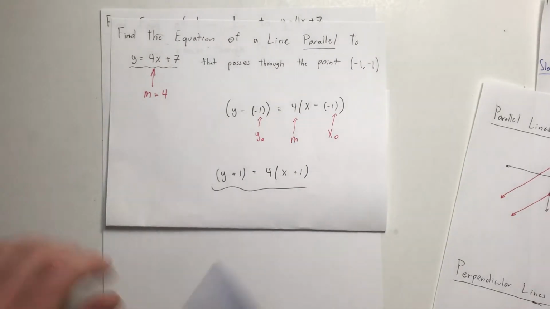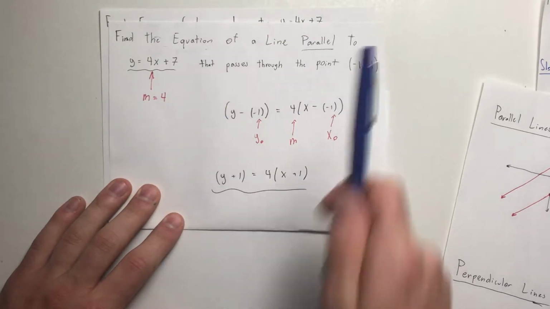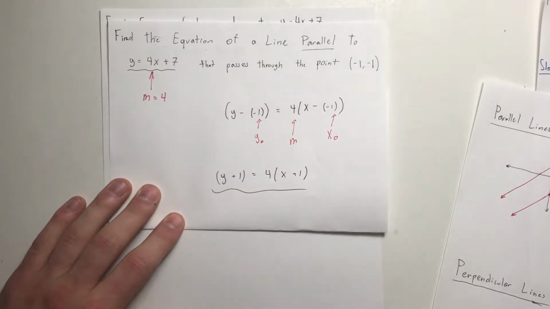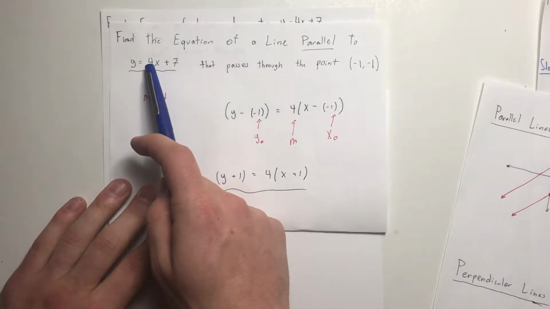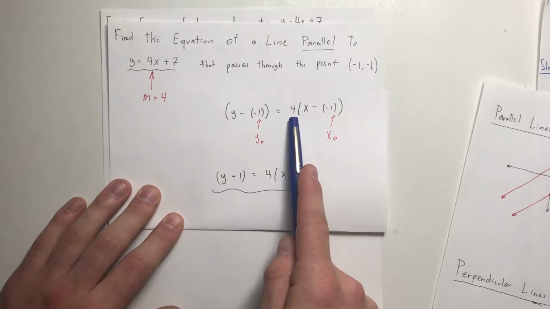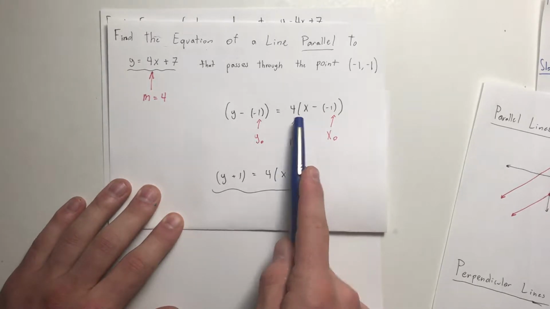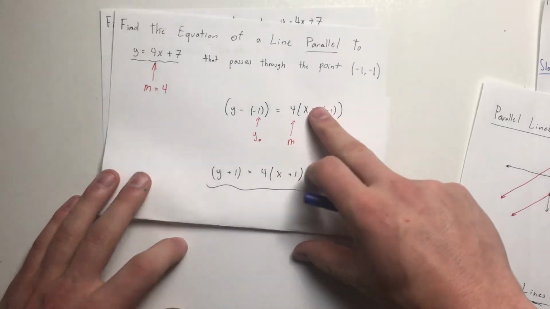So a quick reminder, in the last video we wanted a line parallel to this equation here that passed through this point. We know that parallel lines have the same slope, so we found the slope of this line here, and we know that that's going to be the slope of our new line, so we just plugged that in for the slope of our new line. We used point slope form here and just plugged in those points right there.